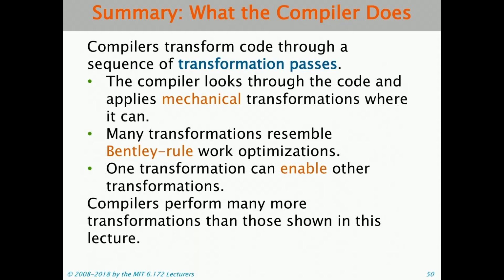A lot of the transformations resemble Bentley rule work optimizations that you've seen in lecture 2. So as you're studying for your upcoming quiz, you can kind of get 2 for 1 by looking at those Bentley rule optimizations. And one transformation pass, in particular function inlining, was a good example of this. One transformation can enable other transformations, and those together can compound to give you fast code. In general, compilers perform a lot more transformations than just the ones that we saw today, but there are things that the compiler can't do.